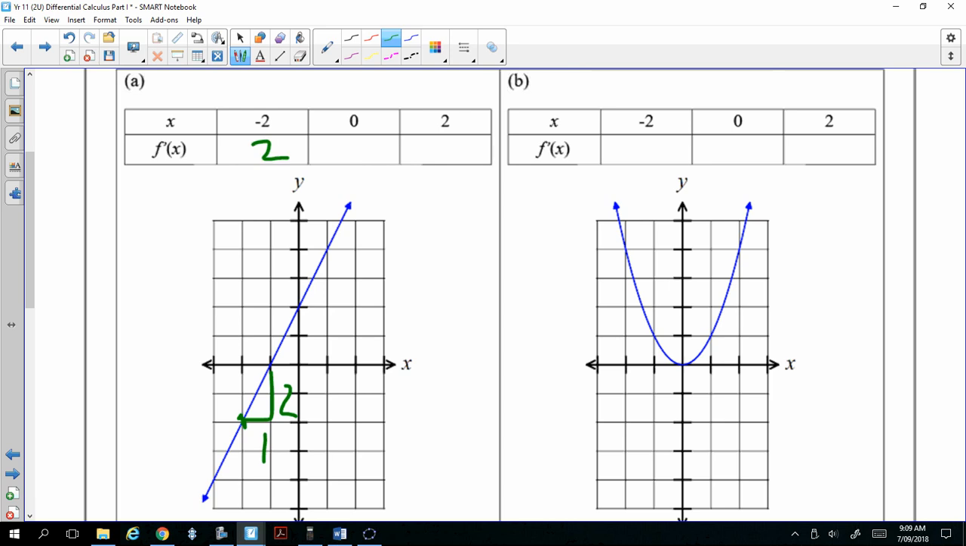And what's the gradient at 0? Also 2, right? It's always 2 for a straight line. How about the gradient at 2? It's still 2, right? The gradient of a straight line is always 2. So in that sense, when you get a straight line, if you're going to draw the derivative, y equals f dash, it's always going to be 2.